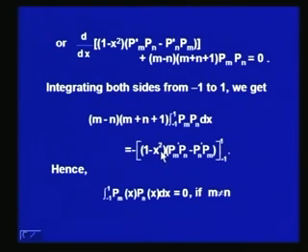When we put x equal to 1 and minus 1 in the expression inside the bracket, the value of this is 0. So, we shall have (m minus n)(m plus n plus 1) times the integral over minus 1 to 1 of Pm(x) Pn(x) dx equal to 0. Now, if we assume that m is not equal to n, then we can divide by (m minus n)(m plus n plus 1) and we will have the result: the integral over minus 1 to 1 of Pm(x) Pn(x) dx equal to 0.